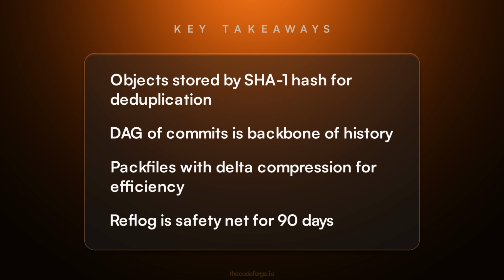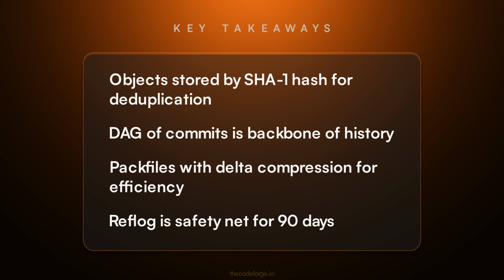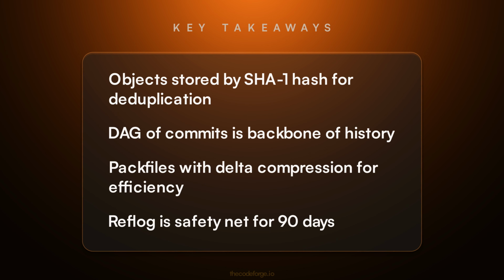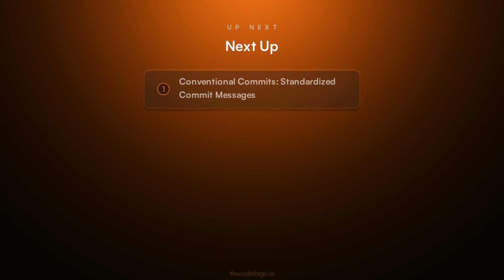To recap, Git stores objects by SHA-1 hash, enabling deduplication. The DAG of commits is the backbone of history. Packfiles with delta compression make Git efficient for large repos, and the reflog is your safety net for recovering lost commits. Ready to go deeper?